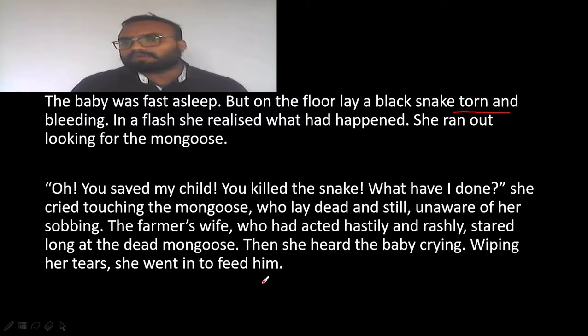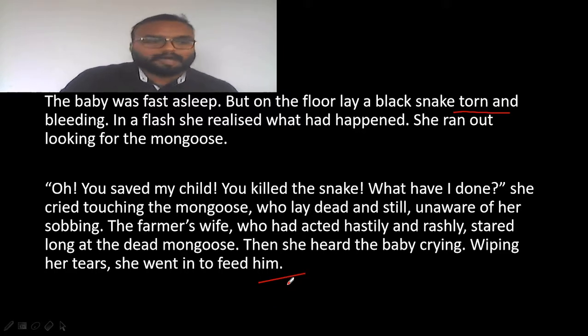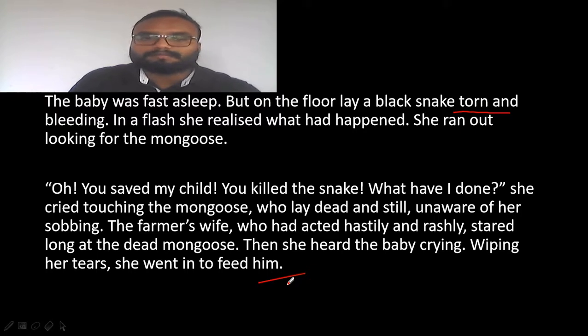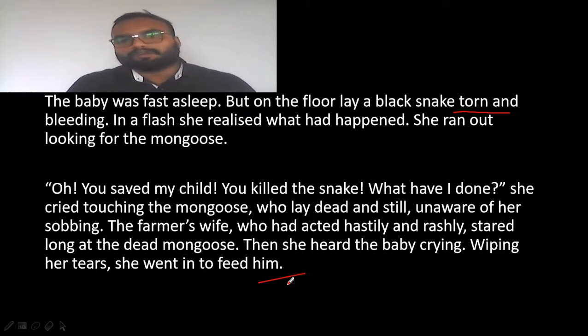So as soon as she saw the snake lying there in the pool of blood, she realized what would have happened in her house, and she ran outside to have a look at the mongoose. She went there and found that the mongoose was lying there dead. Now she was weeping, she was crying because she had done something which was not good. The pet which had saved the life of her child, she had killed that animal.